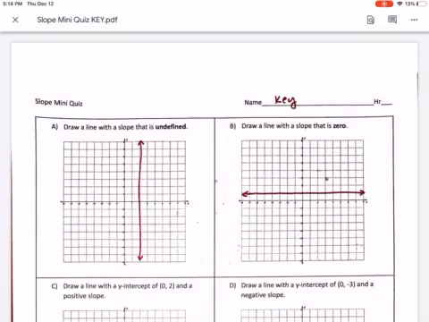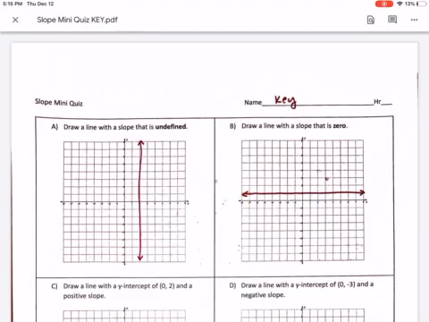Okay guys, so I'm just going to talk real quick through the key for the slope mini quiz. Ideally you will go get a marker and you will have the whole quiz done in pencil already or in pen. So get a different colored marker, and then again a big star if you get the whole problem right, and a slash if you get the problem wrong through the letter, and then make the correction in marker.